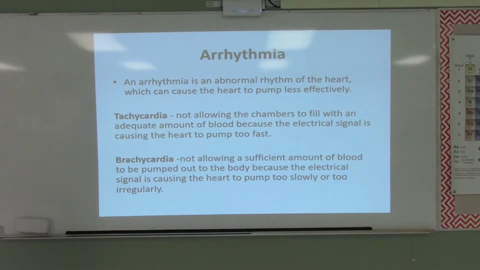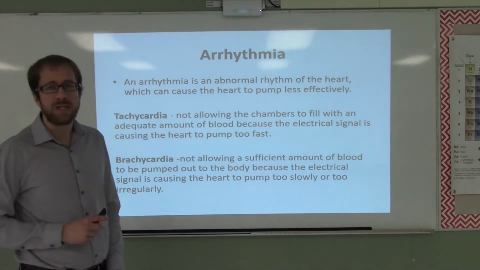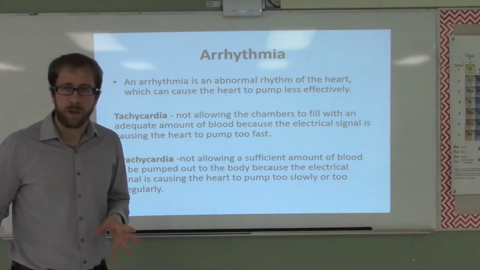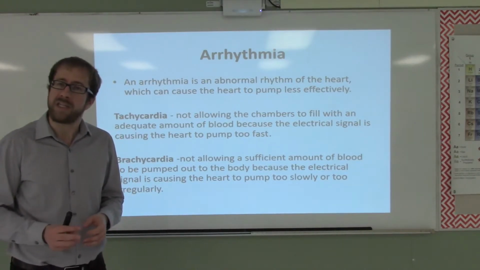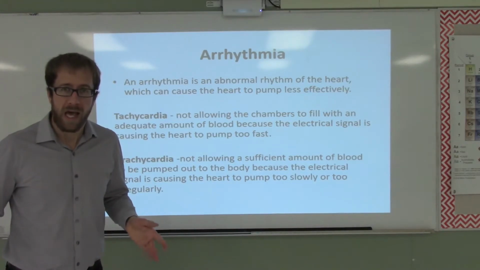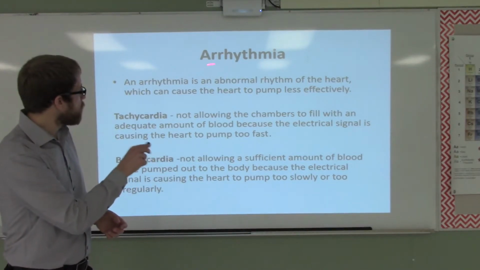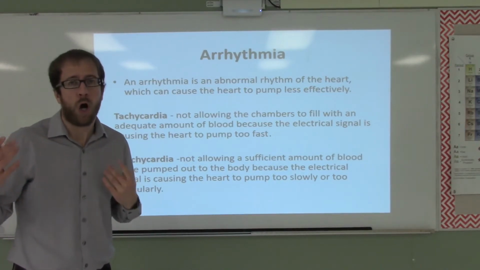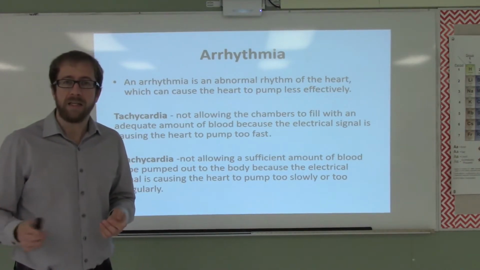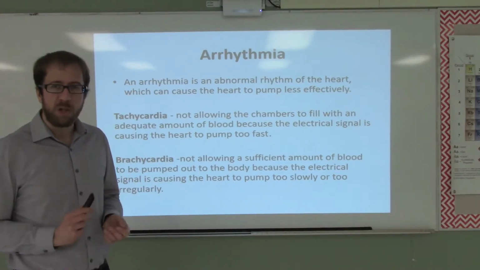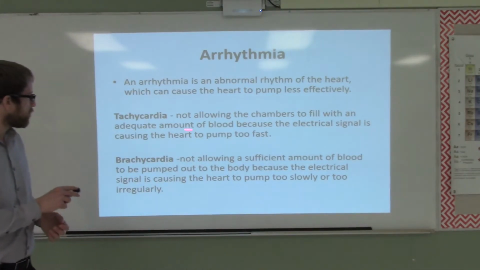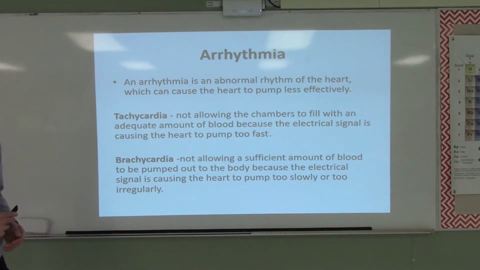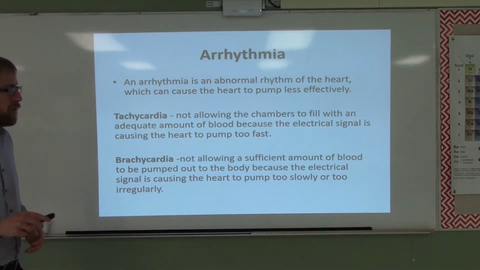Now, what happens if your heart is not working properly? Let's say the electrical system screws up and you develop what's called an arrhythmia, right? An abnormal rhythm to your heartbeat. And these can be broken down into two different categories. We can break them down into tachycardic events, tachycardia, where your heart is pumping too fast, right?